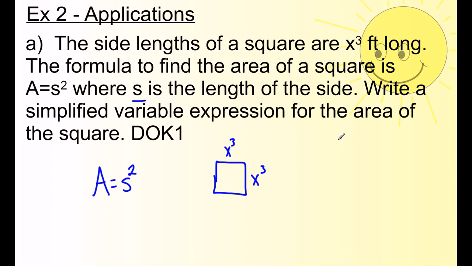So they're not actually telling us what x is. They're not asking us to find it. They want us to write a simplified variable expression. So the side length of my square is x cubed, and that side length is squared. So I'm just going to simplify this. And a power to a power, I just multiply the exponents together. That gives me x to the 6th power. And that one's pretty easy.